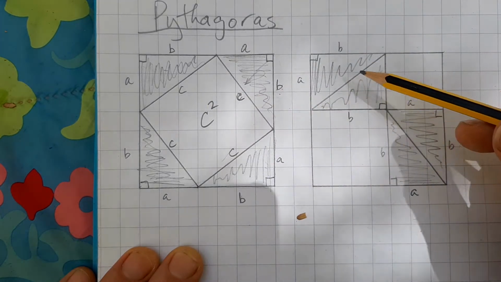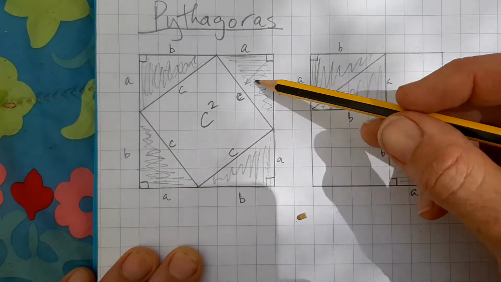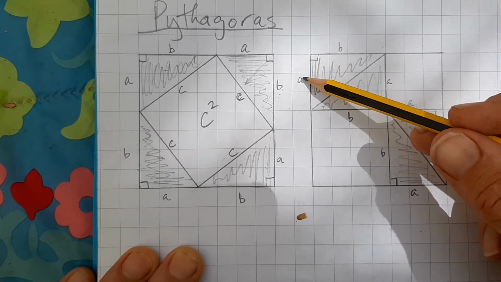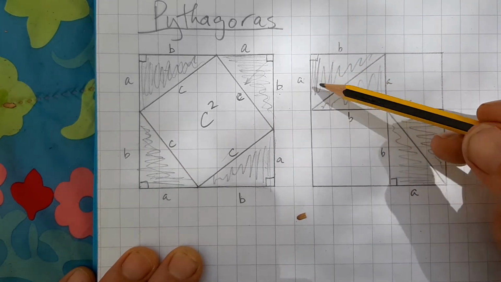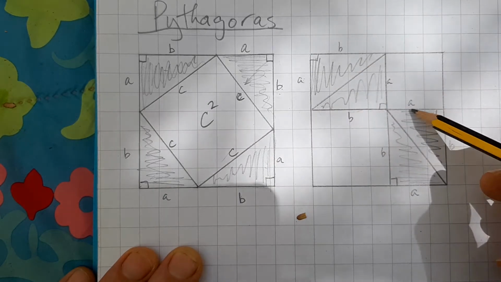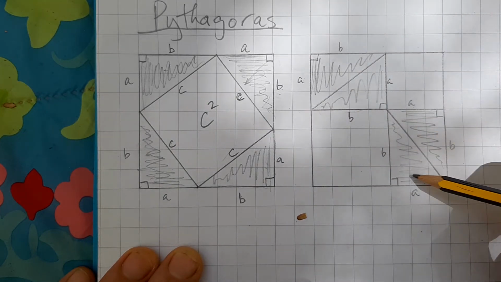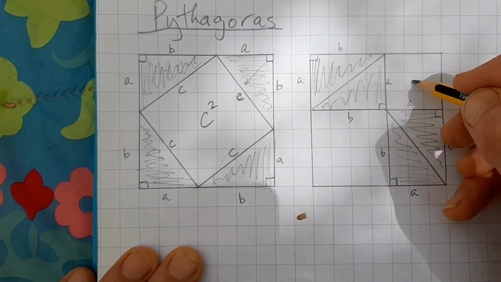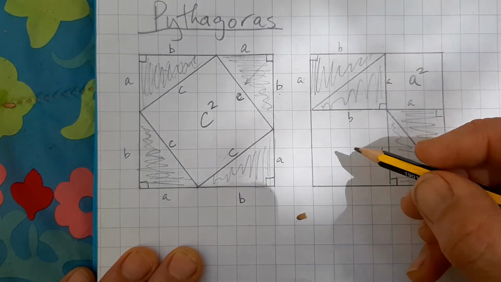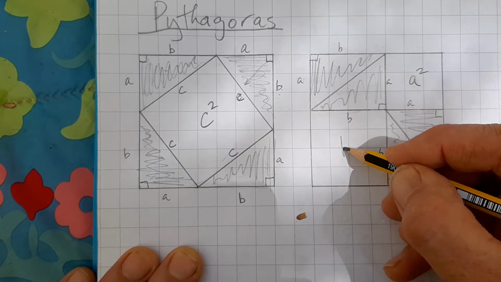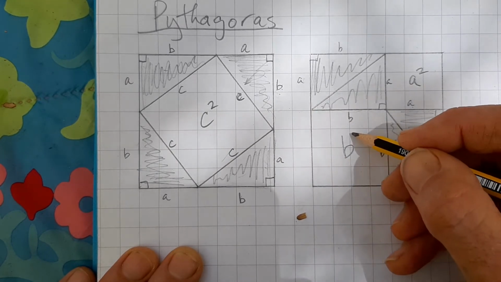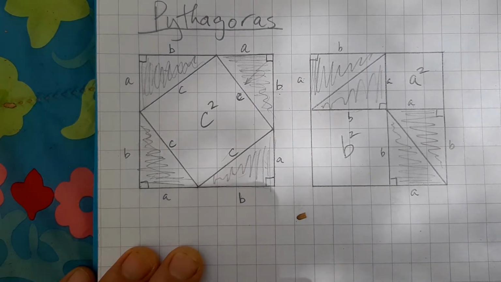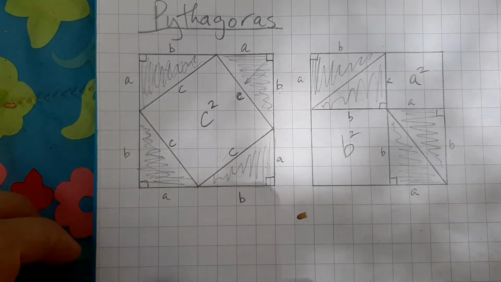Okay, and I got the same big square, 7 by 7, and I move these triangles around where I have a rectangle over here that is A by B, right? This one has a base of A and a height of B, the same rectangles, right? I move these 4 triangles around. So now I have A times A here, A squared, and B times B, this square is B squared. A times A is A squared, C times C is C squared.